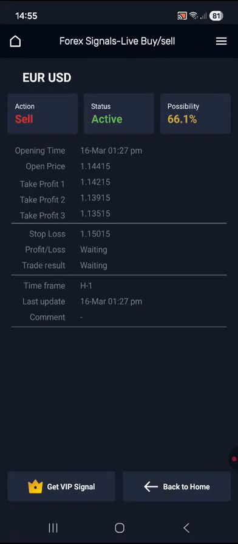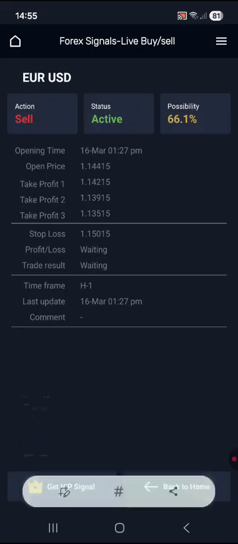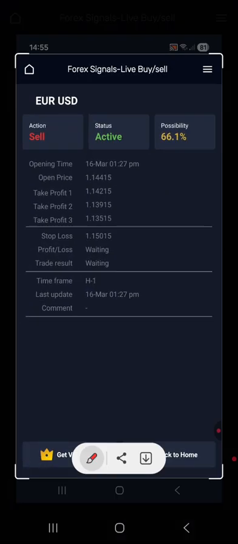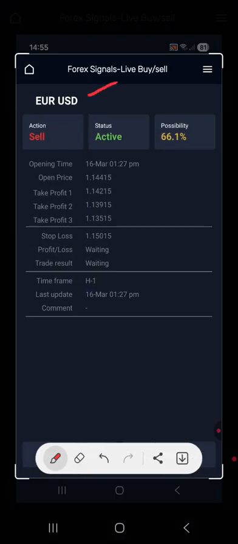You can expand each one of these. And this is the screenshot I will ask you to take. You can see they're telling us to sell that currency pair, Euro USD, sell Euro United States dollar. This is the price they got in at, 1.14415. So I would read that as 41. They got in at 41.